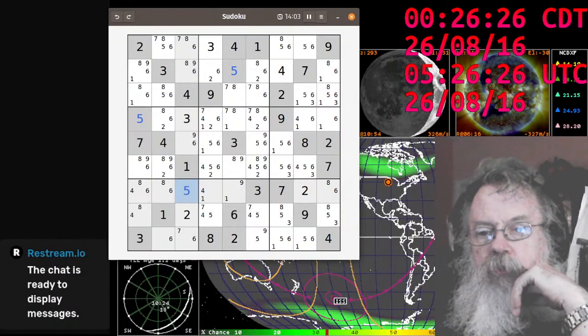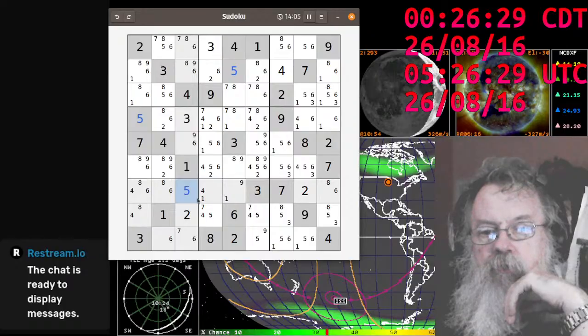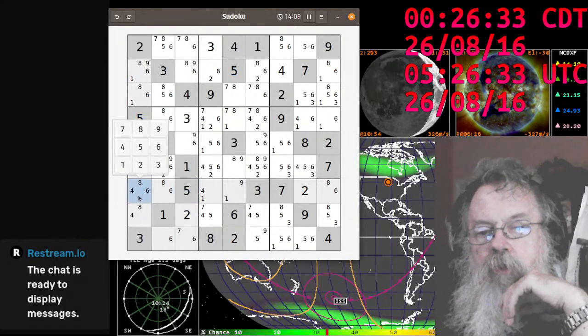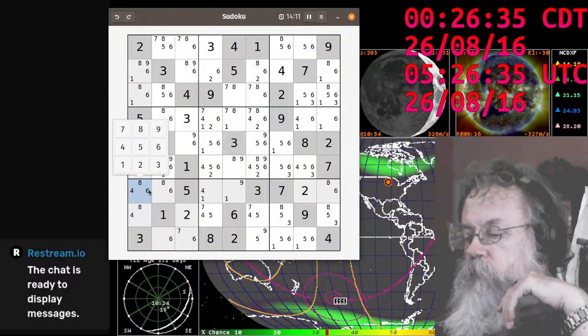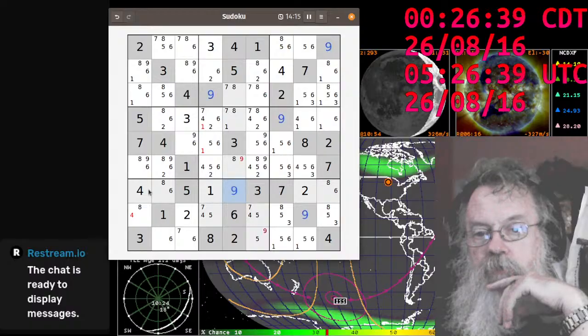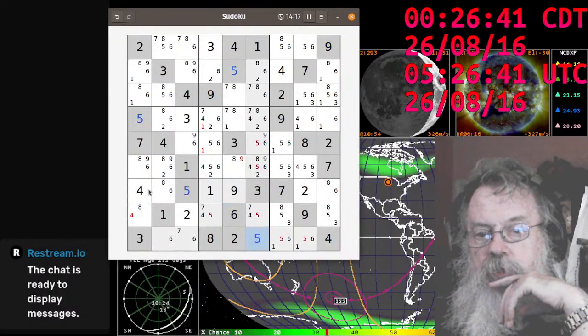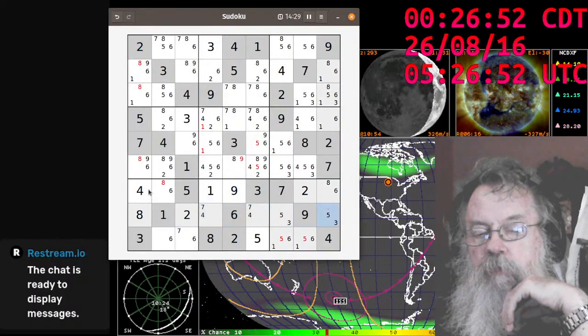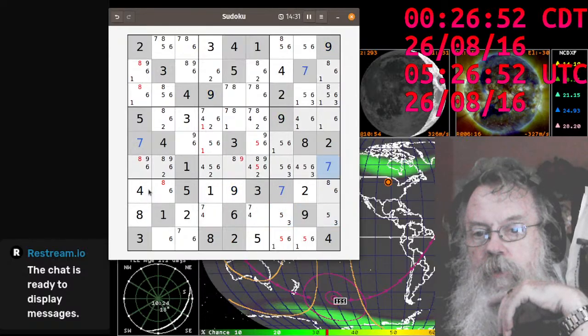What I'm seeing is that an 8-6 here and an 8-6 here, that can't be either 8 or 6, so it's a 4. That makes this a 1 and this a 9. This becomes a 5, and we get a 7-4 pair here. So that can't be a 4 a couple different ways. That becomes an 8, and those two become 5-3s.